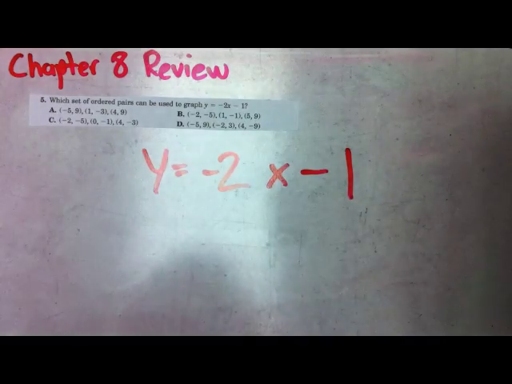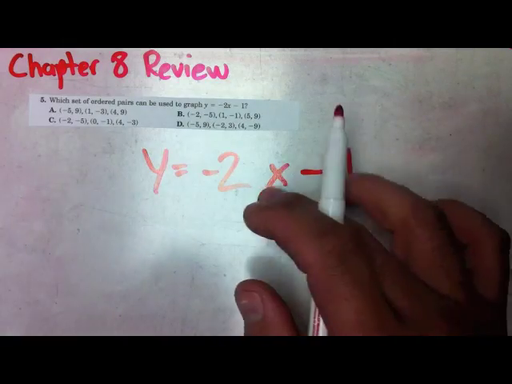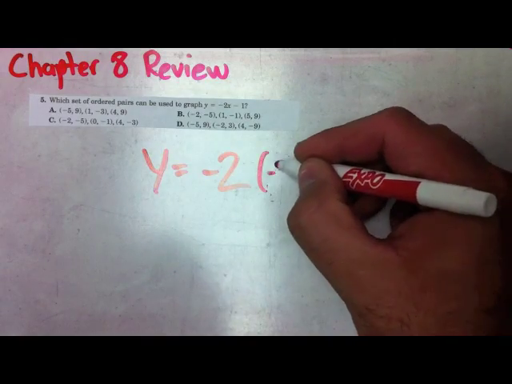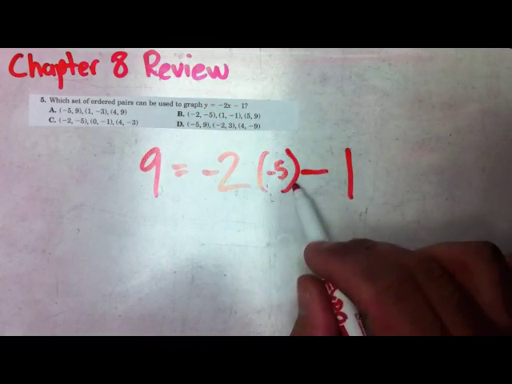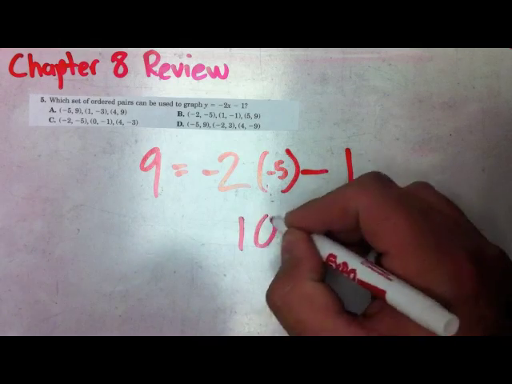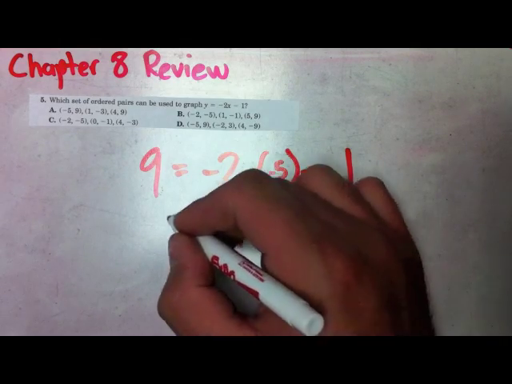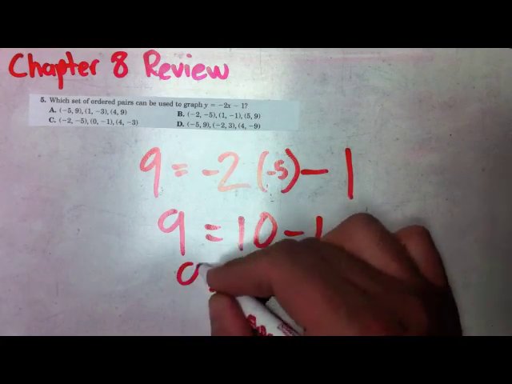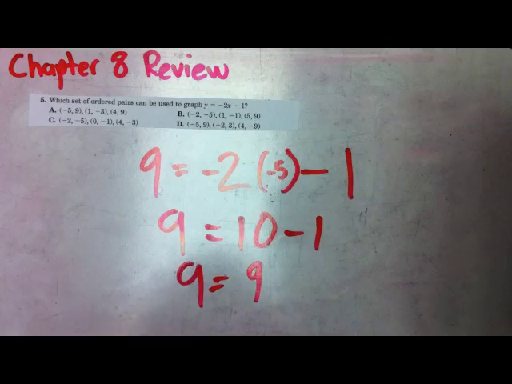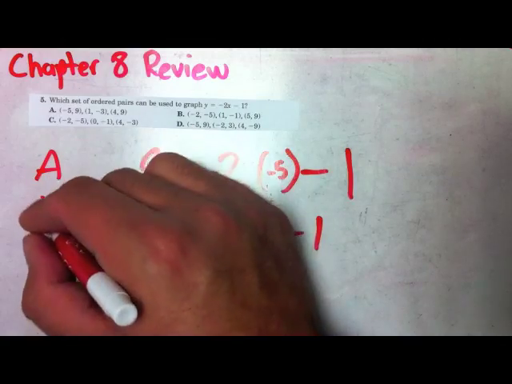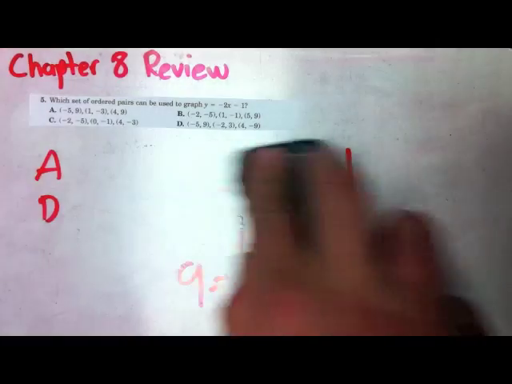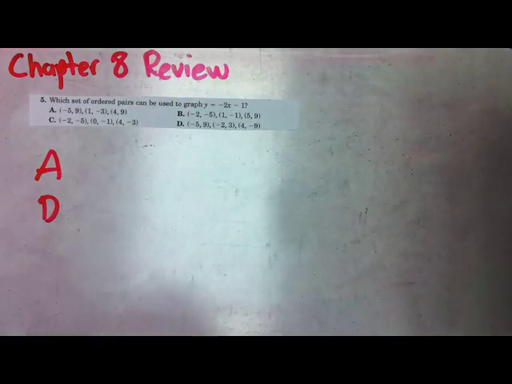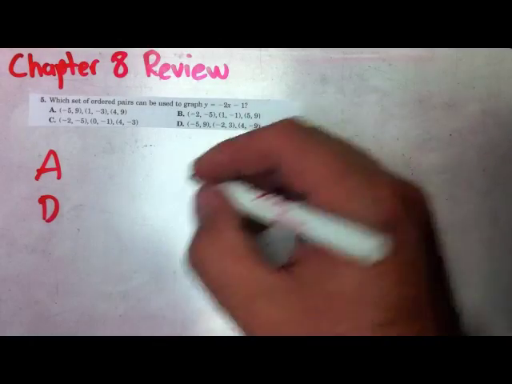So I'm going to go ahead and start with the first one in A. x is negative 5, and y is 9. So negative 2 times negative 5 is going to give you positive 10, minus 1 is 9, and 9 is equal to 9. So that works, so that can be used. That means A and D are still possible answers for this.